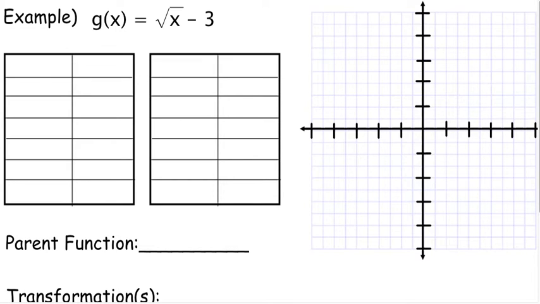Now let's go ahead and put it to use. So we have g of x equals the square root of x and then minus 3. So what we're going to do is go backwards to our parent function, which is y equals the square root of x.